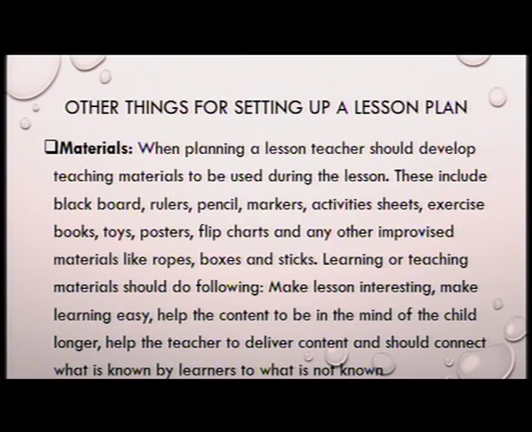Materials help the teacher to deliver the content, and should connect what is known by the learner to what is not known. The main aim of whatever material you're using is to make sure that it takes what the learners know and connects it to what the learners don't know, so that there can be a connection between the two. Actually, material should help the learners because he or she knows the material, and you can use it to teach the learner the thing that he or she does not know. And that is the most important part of a material, it is for teaching and for remembering.